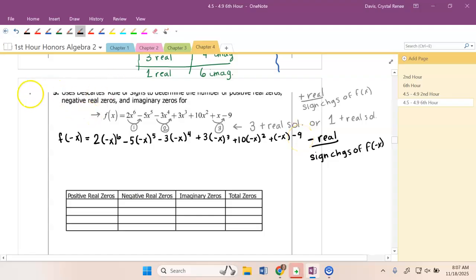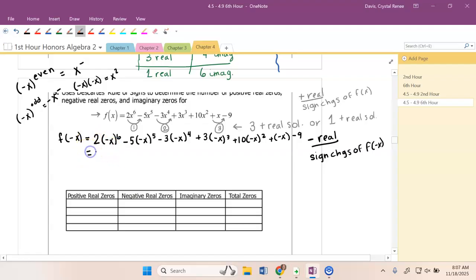Now remember, any negative x to an even number is just going to be x to whatever power. So negative x squared would be x squared, negative x to the 4th would be x to the 4th. This comes from the fact that a negative x times a negative x is a positive x squared. Any negative x to an odd power will equal negative x to that power. This comes from the fact that negative x times negative x is x squared, times another negative x would be a negative x cubed.